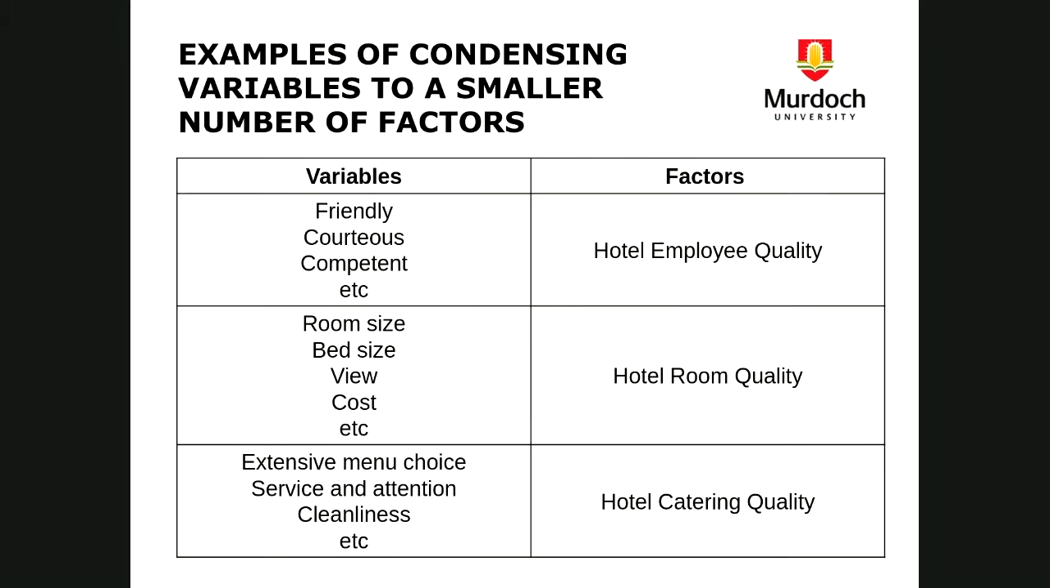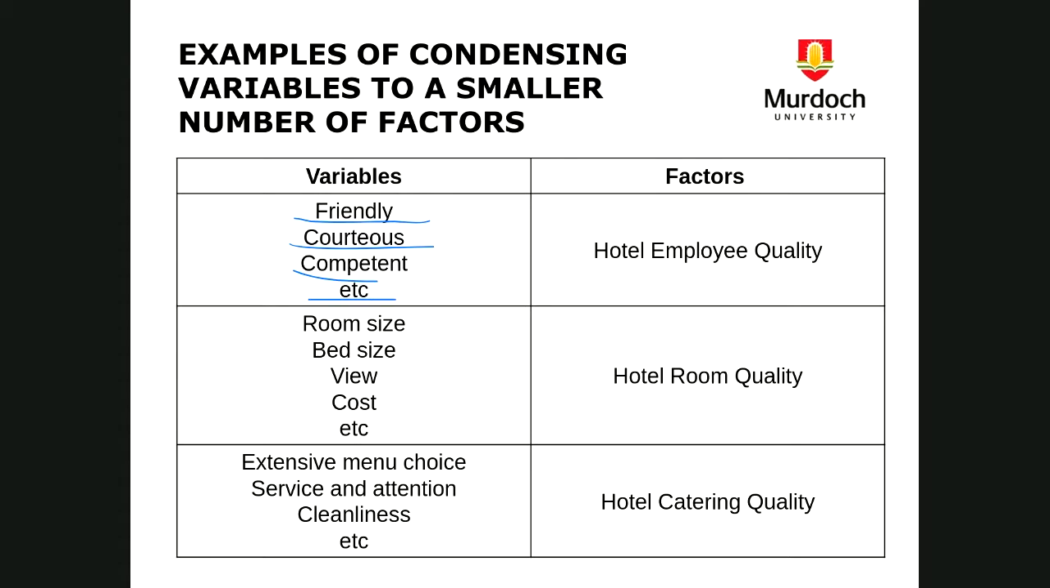Here we have an example. Say, for example, we have Likert scale questions in a questionnaire, and we are asking people about their satisfaction with one of the hotels. The first group is relevant to staff. The staff are friendly: you agree, disagree, strongly disagree, whatever it is. It's just 5-point Likert scale questions. And the staff are courteous, competent, etc.